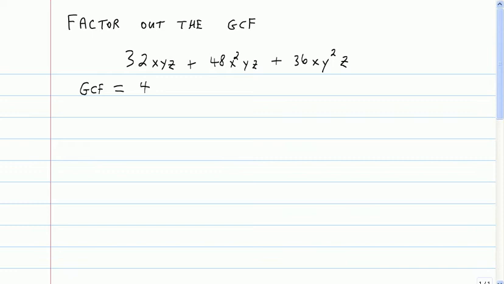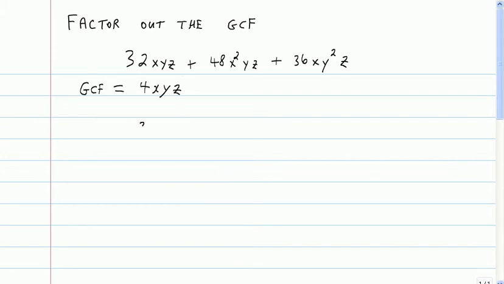Then we go to the variables. We've got x, x squared, and x. So the largest factor of x that will go into all of these terms is just x. Then we've got y's. Y in the first, y in the second, and y squared in the third. So the largest factor of y would be just y. And then each of them has z to the first power, so the greatest common factor would include z. So our GCF is 4xyz.